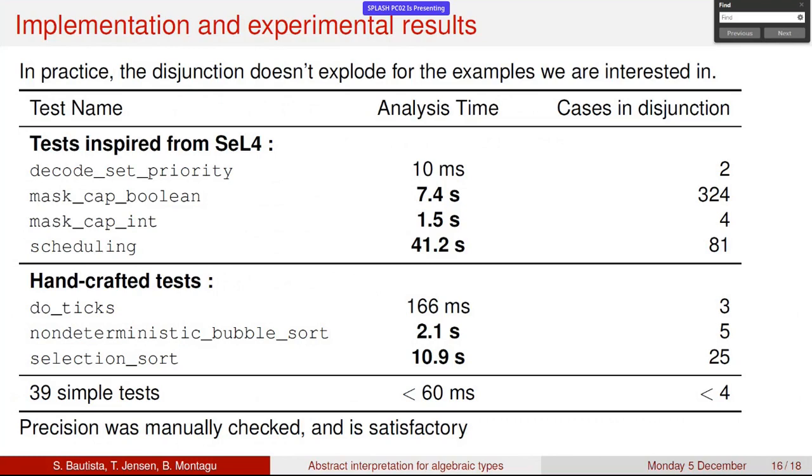And from a precision point of view, for now, to know whether the precision is good or not, we have to do it manually. We have to look at the output of our analyzer and see whether it is precise enough or not. But for all the tests that we have done, our analyzer has a satisfactory precision.